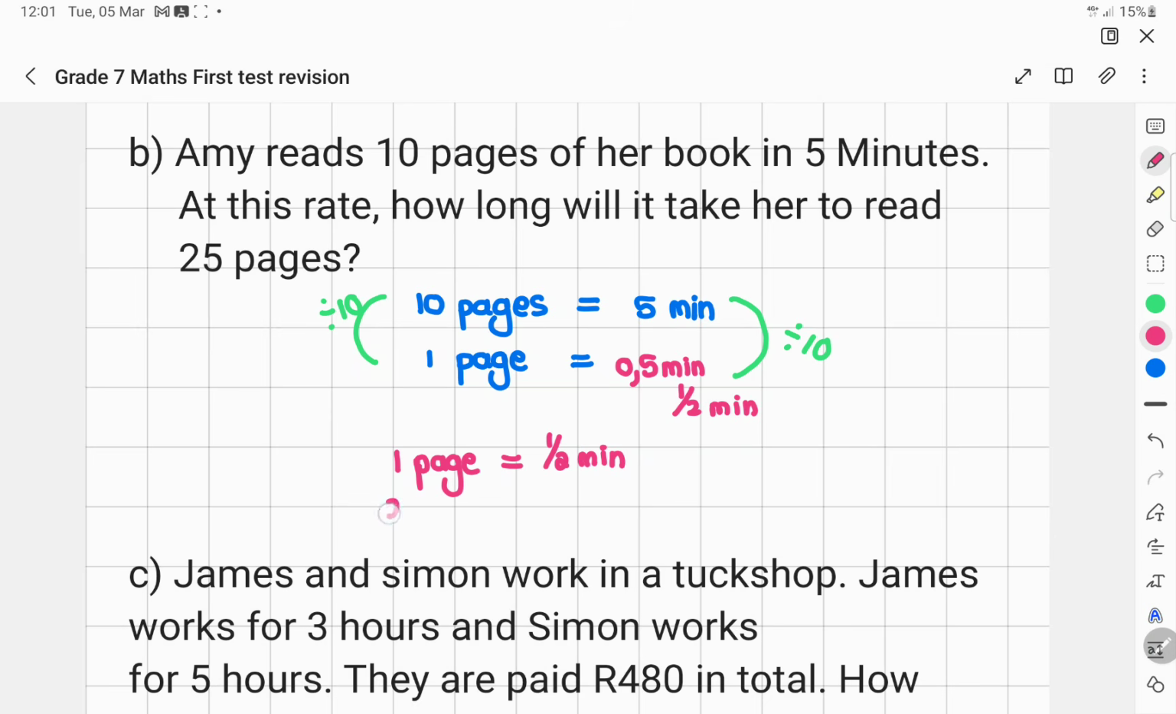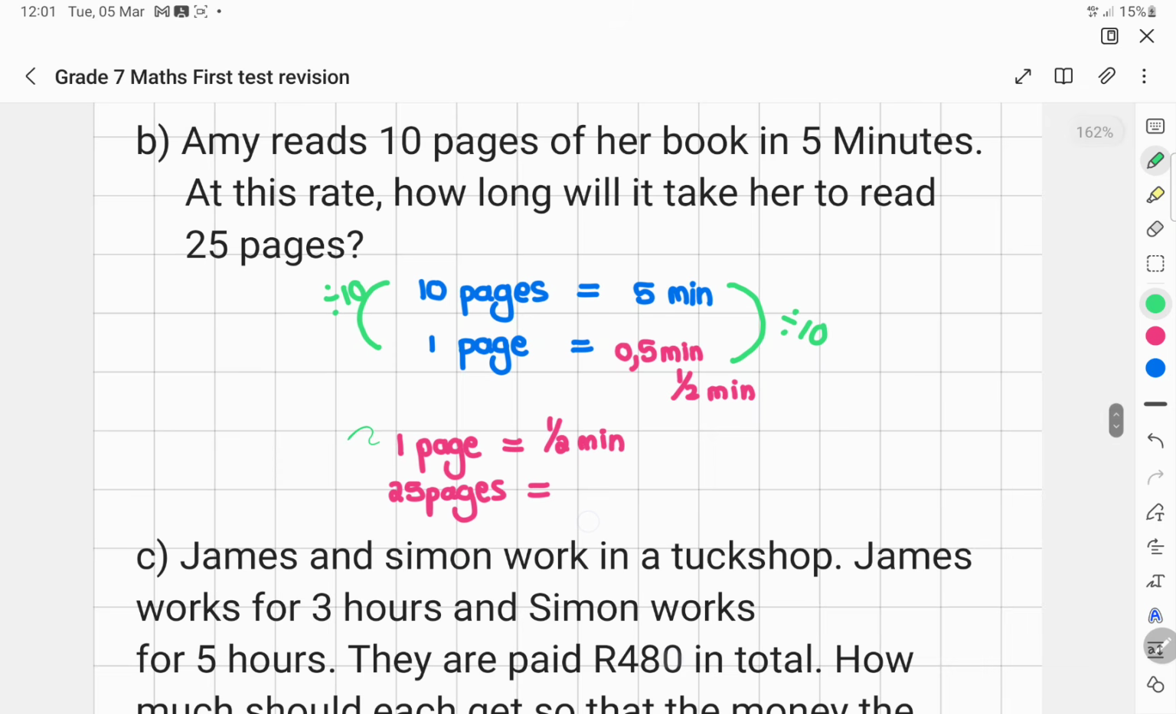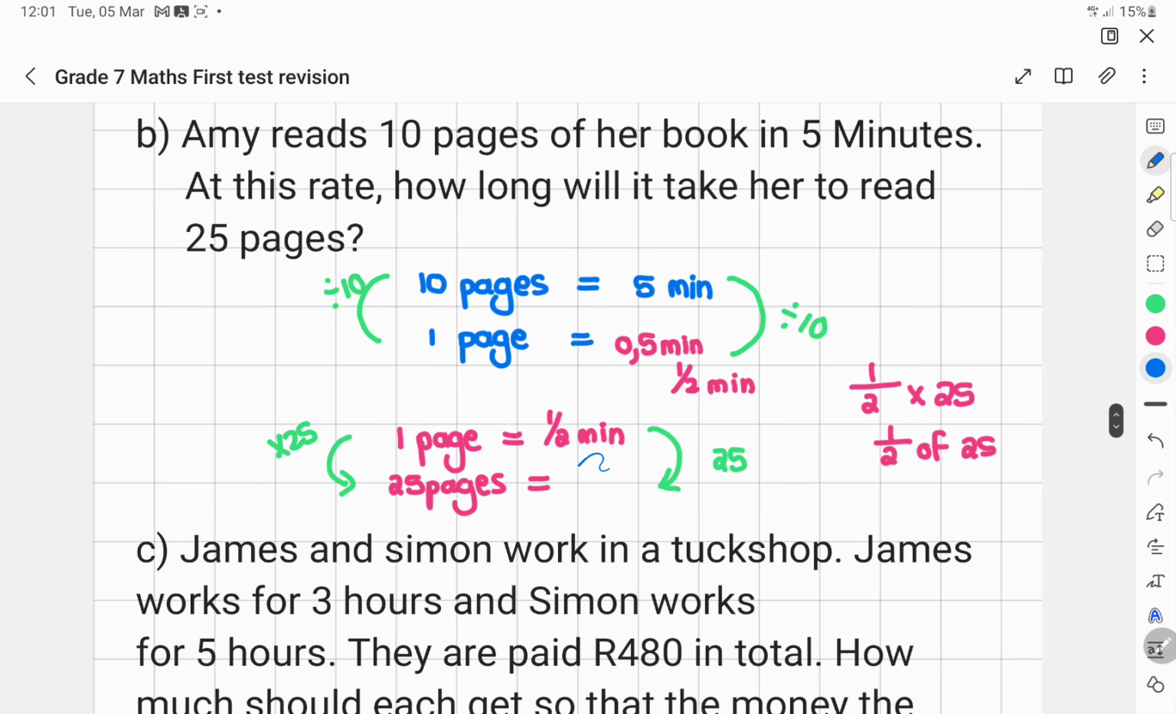How long will it take her to read 25 pages? So again, how did I get from 1 to 25? I times by 25. What you do on the one side, you do on the other side. And a half times 25 is like saying a half of 25. And what is a half of 25? I hope you can do that in your head and know that it is 12.5 minutes. Okay. All right. So 25 divided by 2, which gives you 12.5.